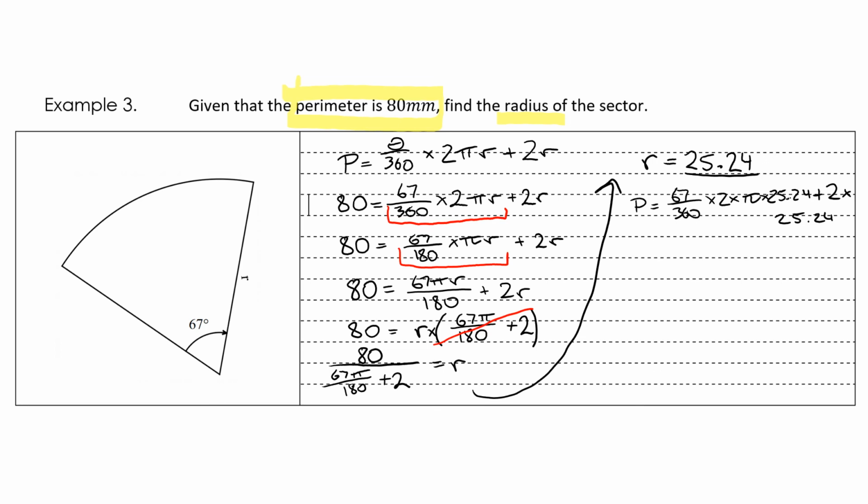Okay, so when I put that all in the calculator, I get 79.9949. So if we were to round that to the nearest whole number, we would get 80. So, woo, we did it. Now, the one thing I have forgotten up here is my units. The perimeter was in millimeters, so the radius has to be in millimeters.